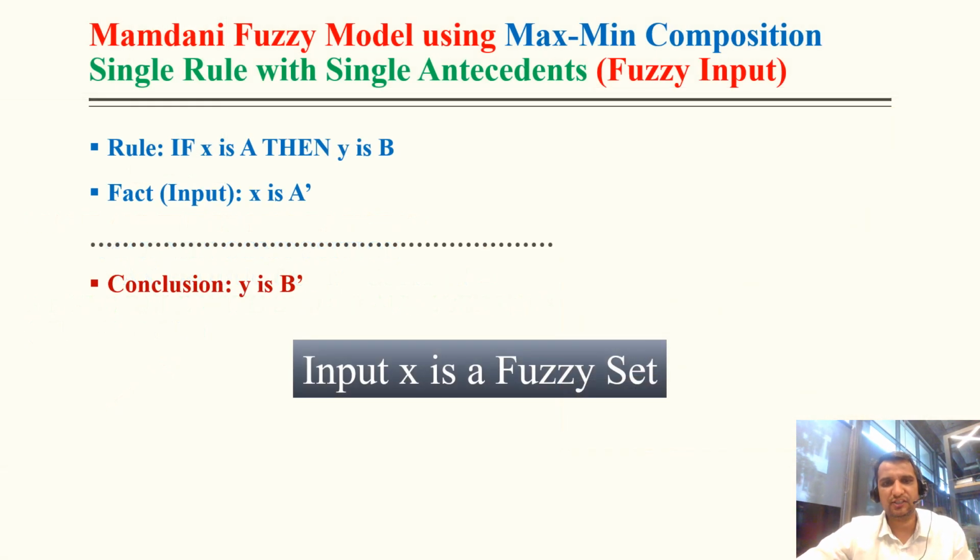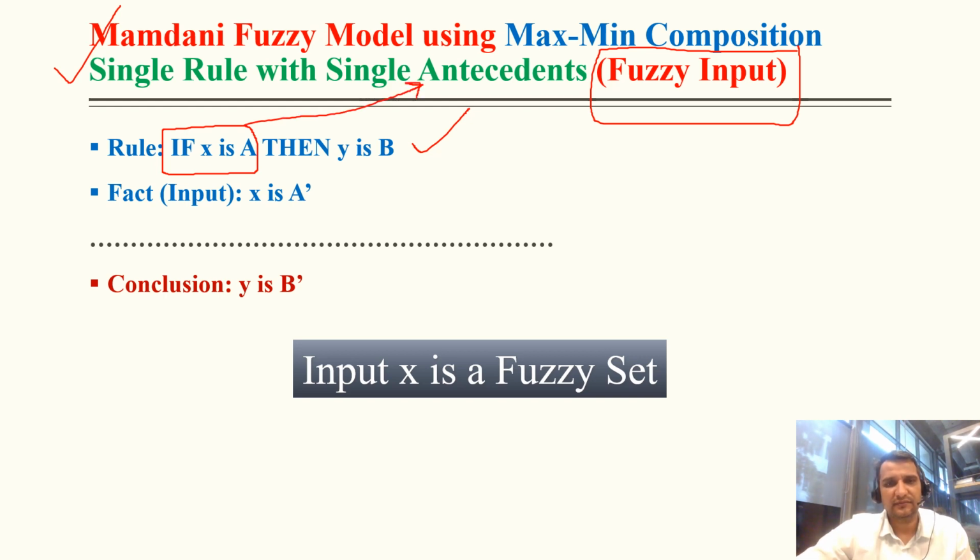So how it actually works: single rule, single antecedent, and input will be fuzzy. The rule: if x is A, then y is B. There is only one rule, that's why it is known as single rule, with single antecedent, if x is A, and then y is B, so this is the output, right? This is known to us.